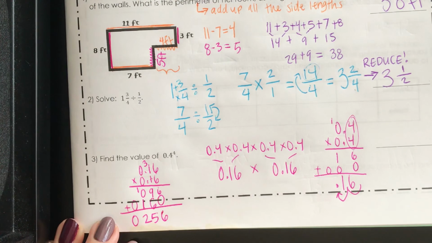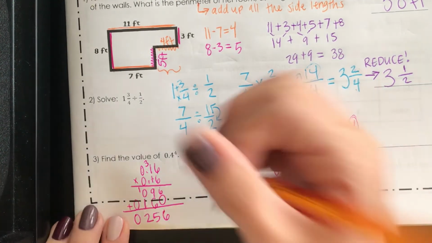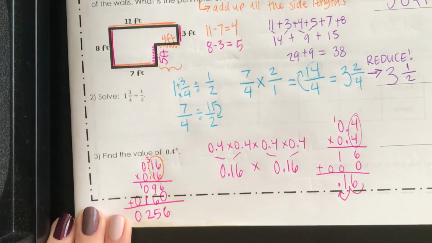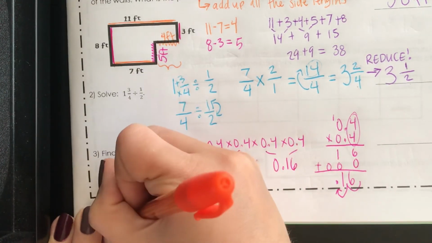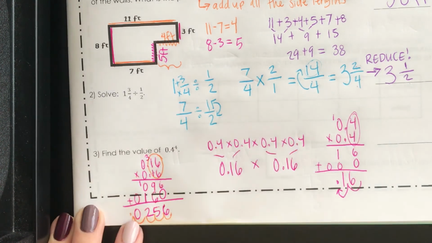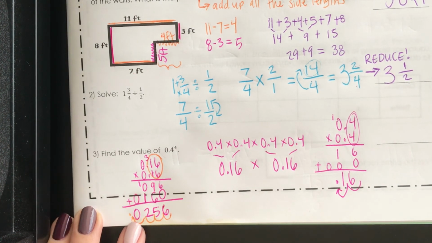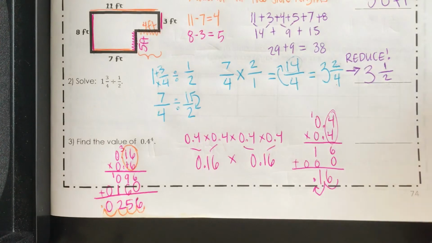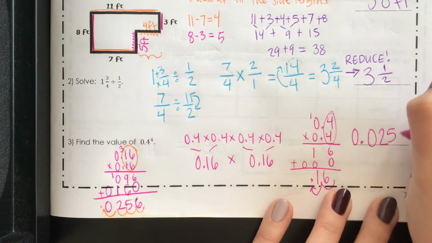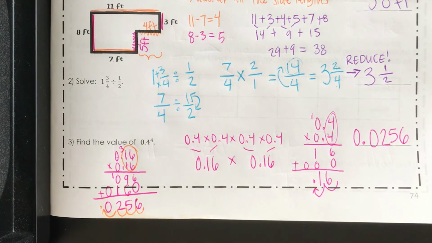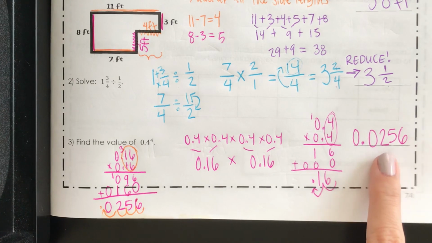Now we look and we see how many numbers are to the right of the decimal in the original problem. We've got 4 in this case. So we're going to go 1, 2, 3, 4 all the way over to here, and we're going to do our decimal. So our final answer for the value of 0.4 to the 4th power is going to be 0.0256. Some of you guys might have done some basic computation errors there where you're making mistakes in your multiplication. So make sure you check over your work and see that you got the correct answer.